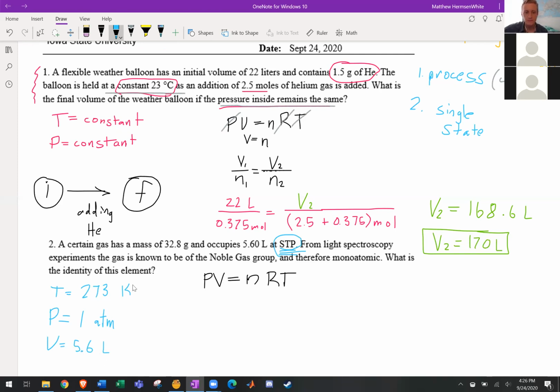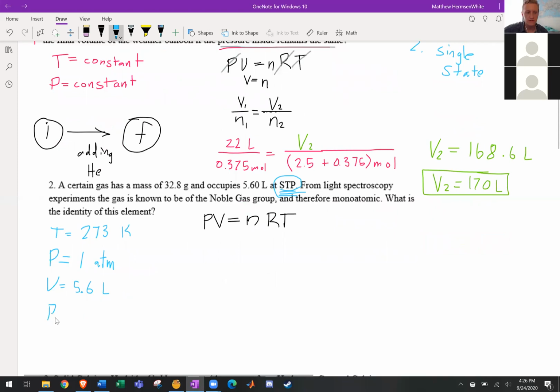Okay, also we know the R value. Now the R value is always going to be the same, and that is going to be 0.08206. Now, I'll just remind you, we can always use this number as long as we're using liters, Kelvin, and atmospheres. Then you can always just put this R value in here.